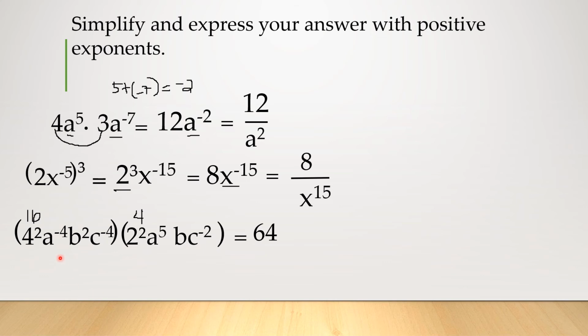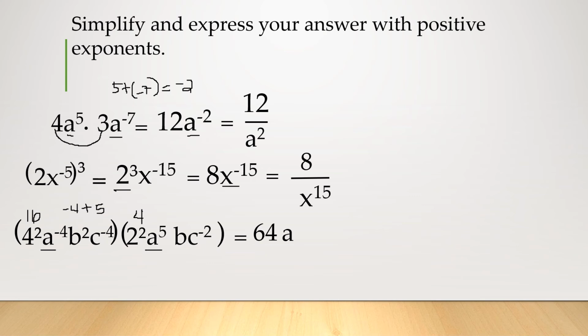Now, gawin natin ngayon yung mga letters, or yung mga the same variable here. So, meron tayong sa A, negative 4. Sa A, negative 4 plus 5. Okay. So, we have here negative 4 and 5. And that is equal to 1. So, yung A natin, ang exponent niya ay 1.